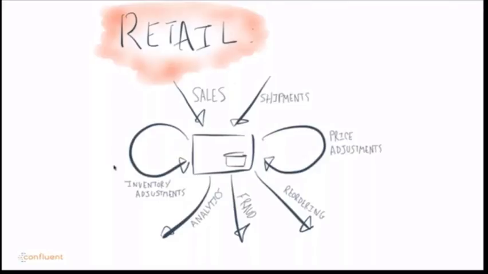So you can view a lot of things that are happening in a business in this picture: a lot of the price adjustments, a lot of the reordering, a lot of the analytics and fraud stuff, some of the inventory adjustment processes. You can think of these as things that are reacting to this stream. You can think of it as a type of stream processor.